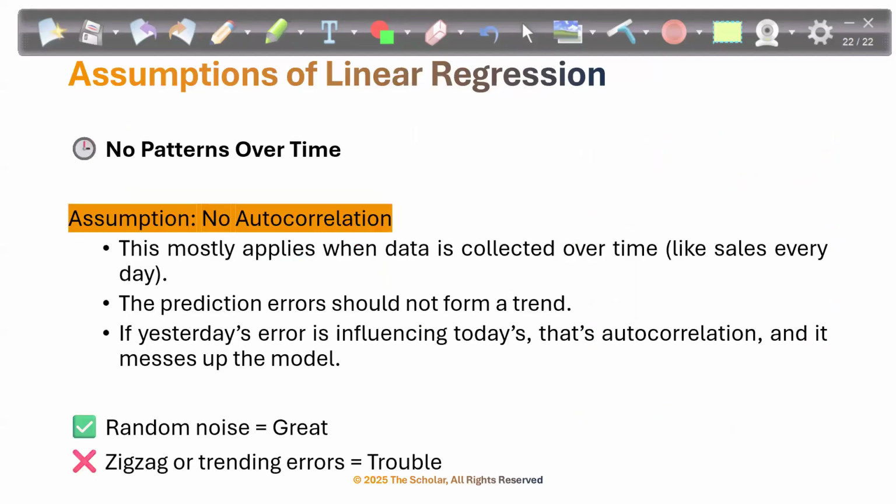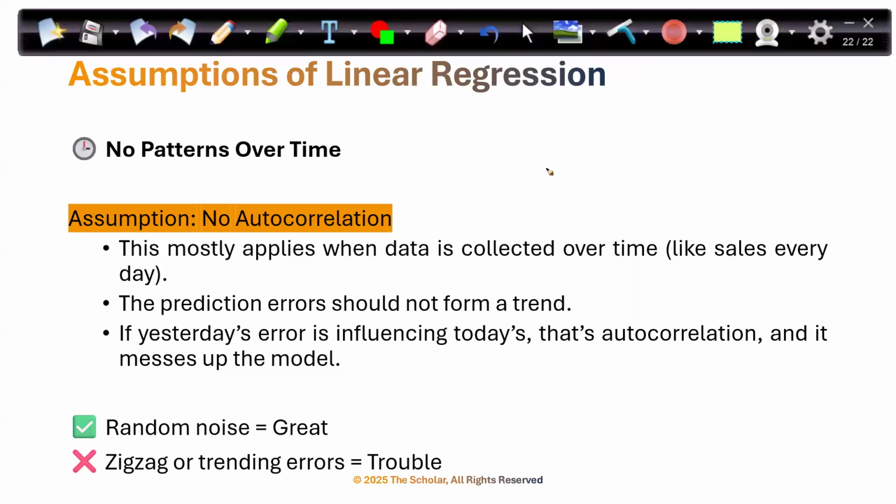Next one is there should not be any pattern over time. There should not be any autocorrelation. What is autocorrelation? As a layman, zigzag. Can I apply linear regression here? Is linear regression good here? What do you think? No, right? We discussed that multiple times. Here, I cannot apply linear regression. So that is what it is saying.